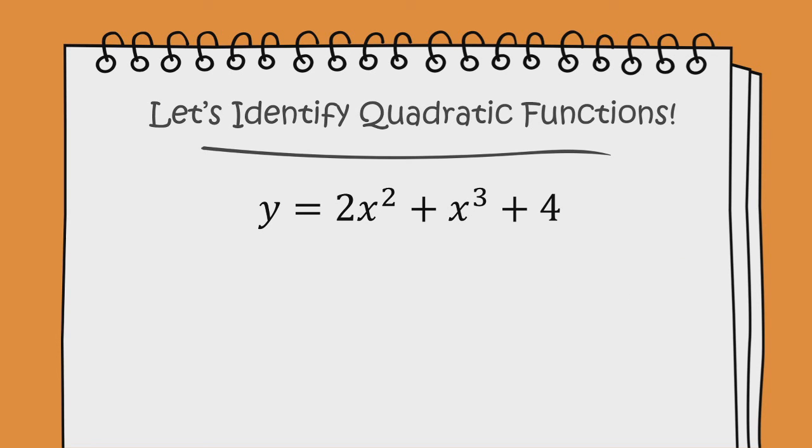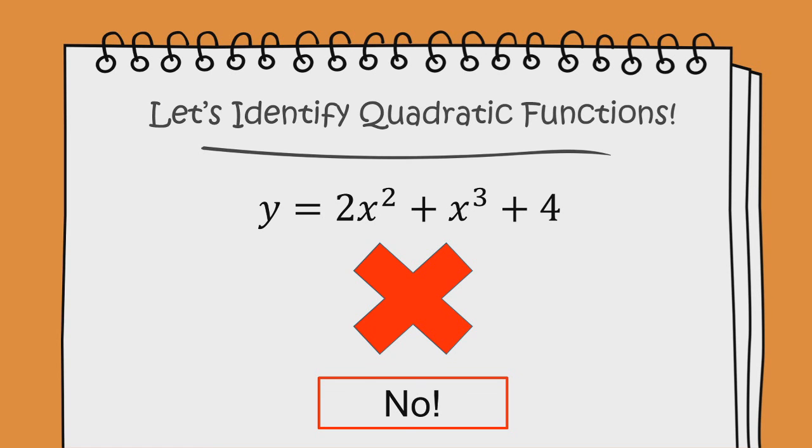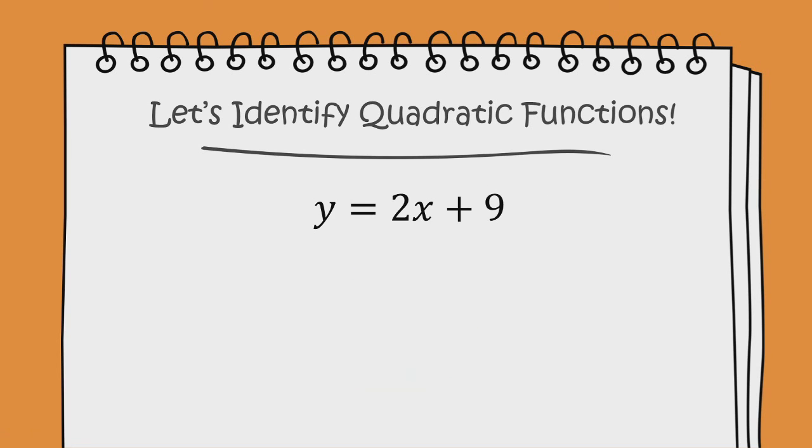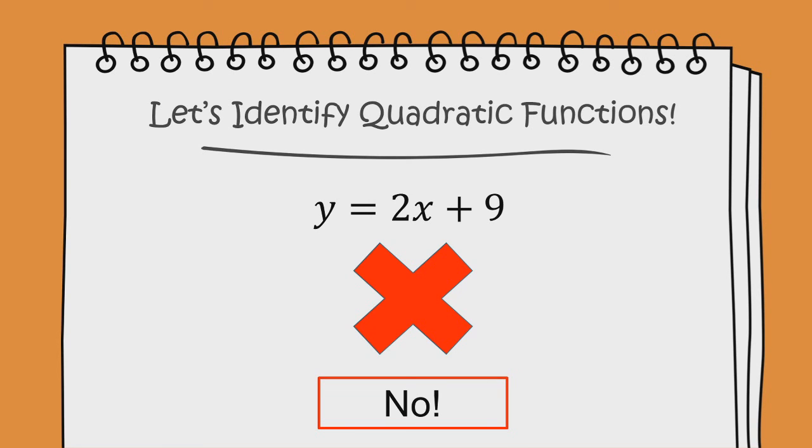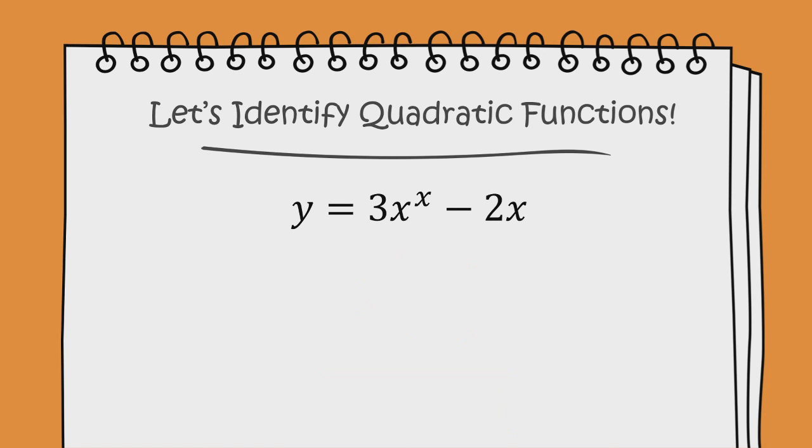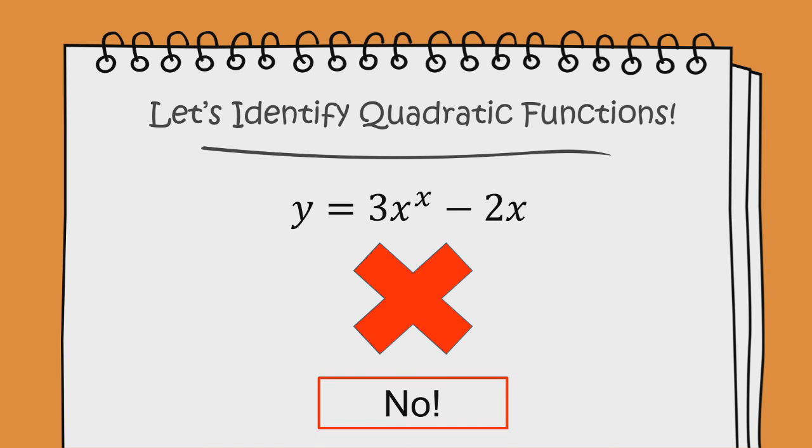How about this function? It is not a quadratic function because the highest exponent of the independent variable x is 3. How about this function? Still, it is not a quadratic function because the highest exponent of the independent variable x is only 1. This function is also not a quadratic function since the exponent is a variable.